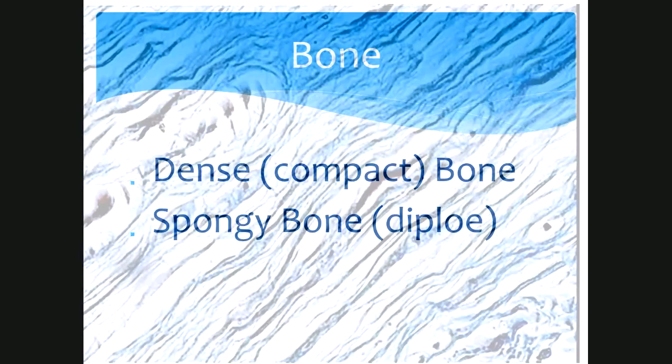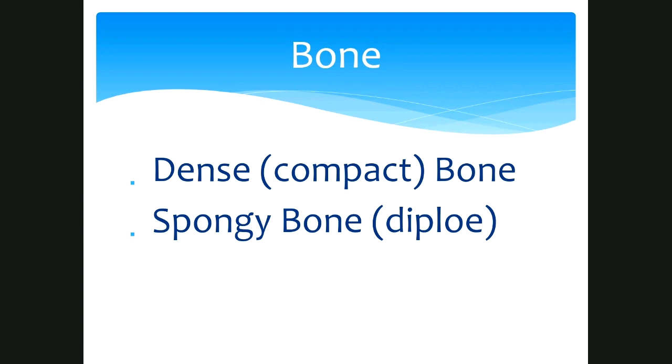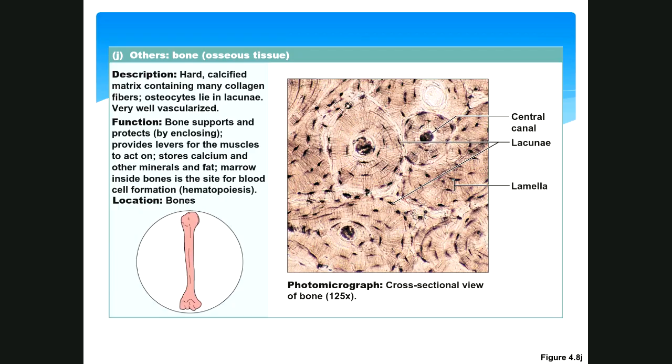And then we have bone. There's two types of bone. So we have dense, which is also called compact, and we have spongy bone, which is sometimes called diplo. So if you look at dense bone, it looks like this.